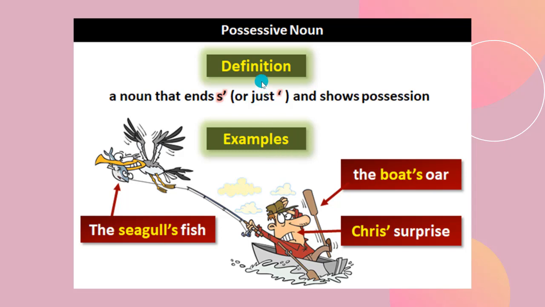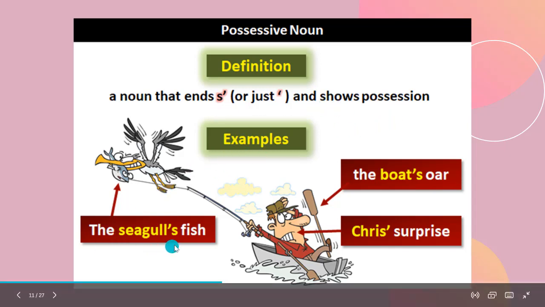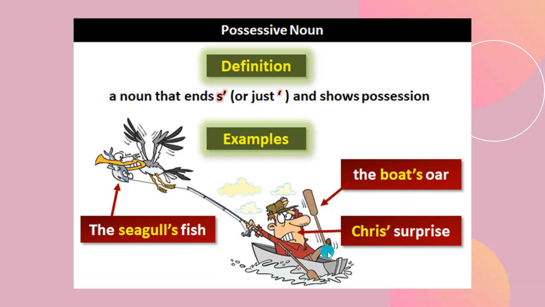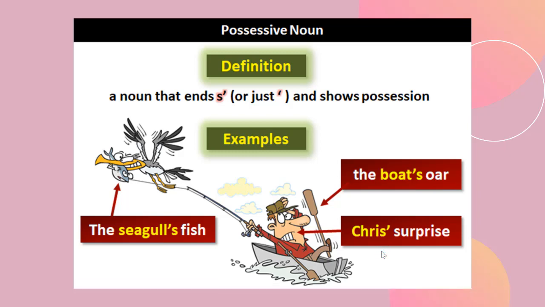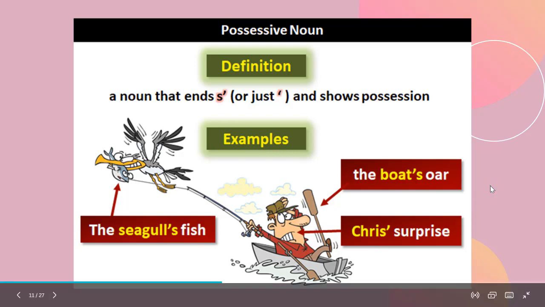So let's see the definition: a noun that ends in apostrophe s or just an apostrophe and shows possession. For example, the seagull's fish. The boat's oar. Maksudnya ini adalah dayungnya kapal. And Chris' surprise. Oke, s dan apostrof ini kalau dia berakhir di s, tapi kita mau menggunakan punyanya Chris misalnya. Jadi kita tidak menambahkan Chris terus apostrof s, tapi Chris lalu apostrof. Gitu ya tadi. That's what it means.